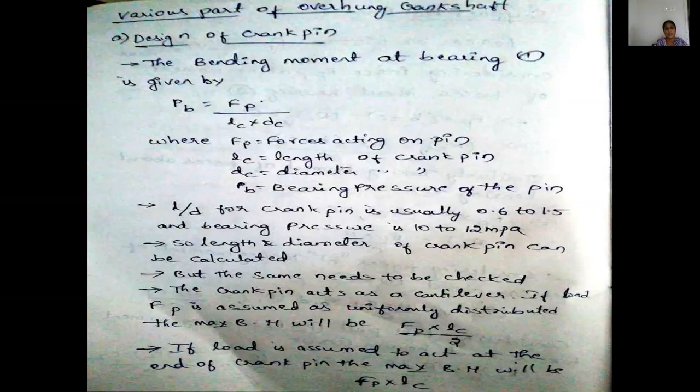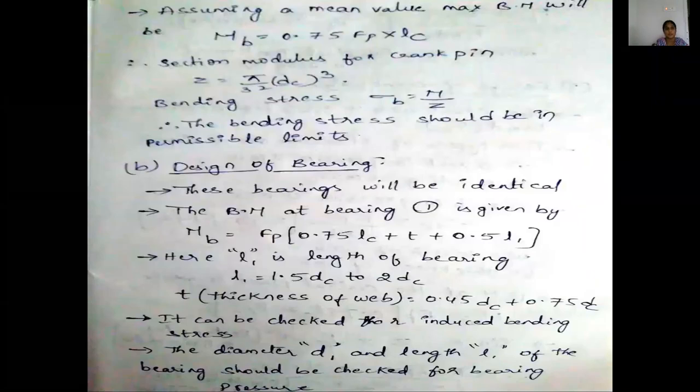Next, the crank pin acts as a cantilever. If load Fp is assumed as uniformly distributed, maximum bending moment will be Fp into Lc by 2. If load is assumed to act at the end of the crank pin, the maximum bending moment is Fp into Lc. Like that, you should find out the design of bearing.